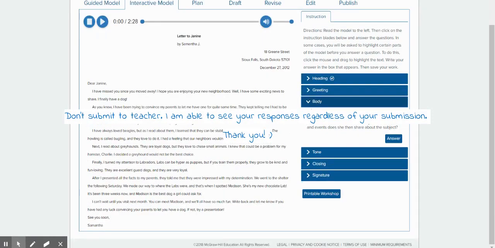Okay, the body. The body is the meat and the bones of the letter. So the directions tell you reread the first 2 paragraphs in the body of the letter. Highlight the sentence or phrase where Samantha introduces her main subject. What ideas and events does she then share about the subject?